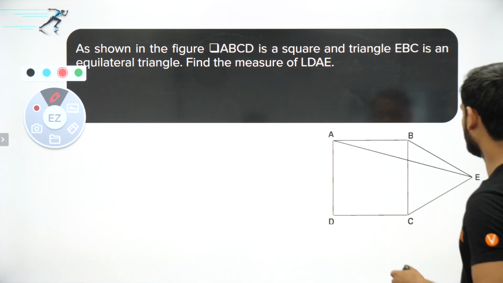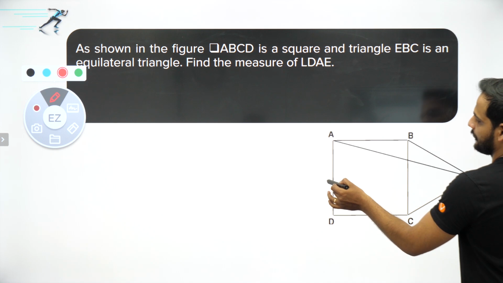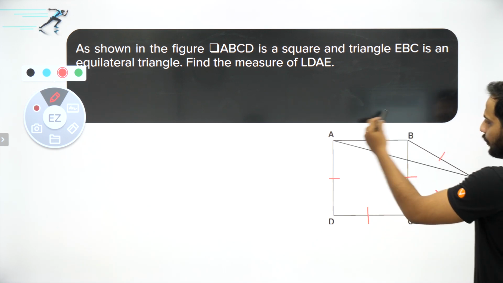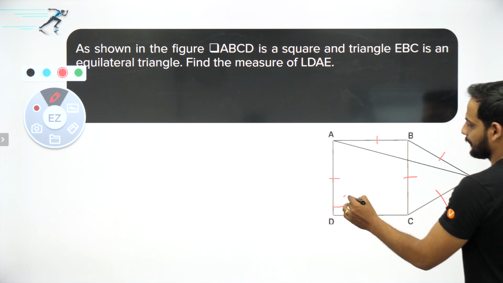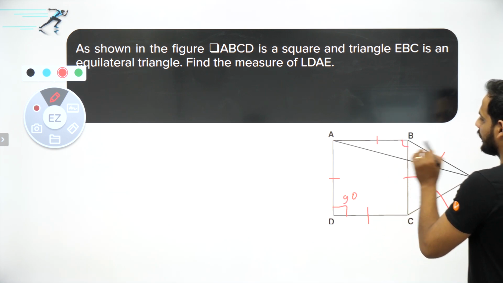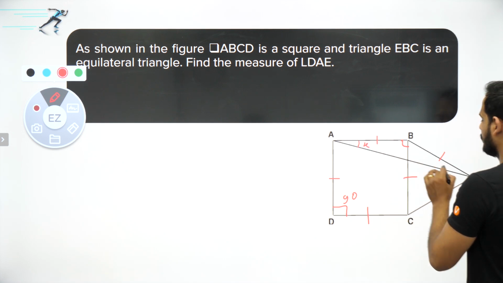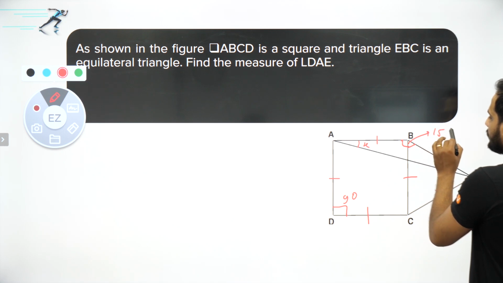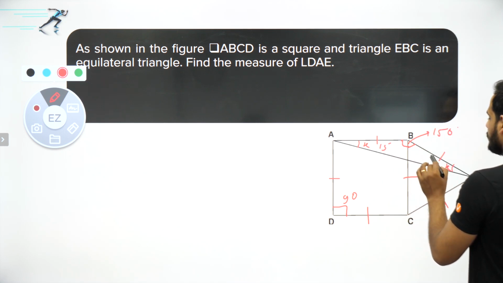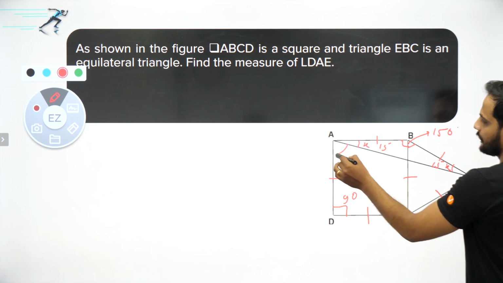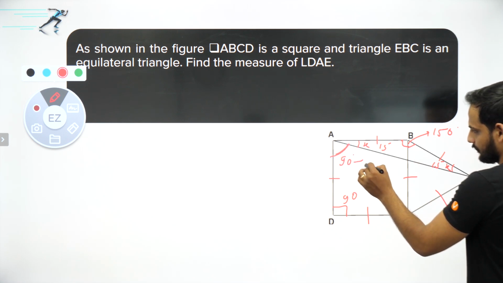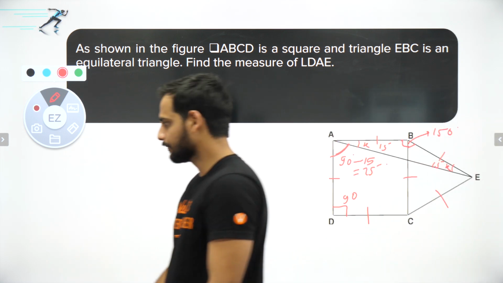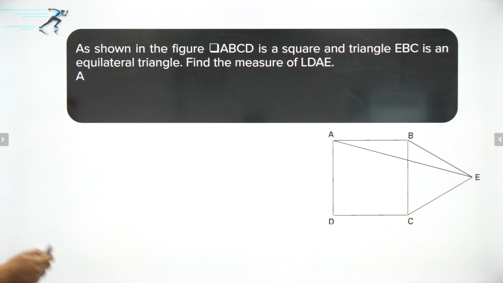Since it is a square, all the sides are equal, and since it is an equilateral triangle, all the sides are equal. So this is 90, and these two angles should be equal, and this is 60. So the total of this angle is 90 plus 60, 150 degrees. So this angle is 15, this angle is also 15, and if this is 15, the rest will be 90 minus 15, which is equal to 75 degrees. So that is equal to 75 degrees. Understood? So this can be done in this way. Now let's move to the next part.